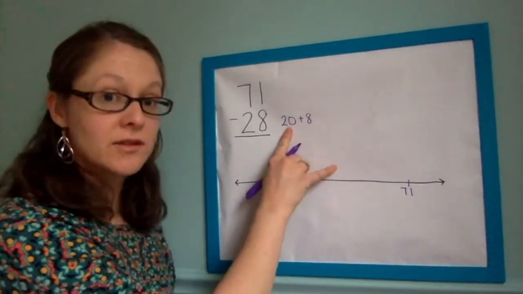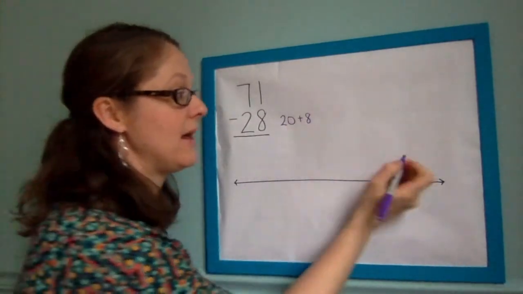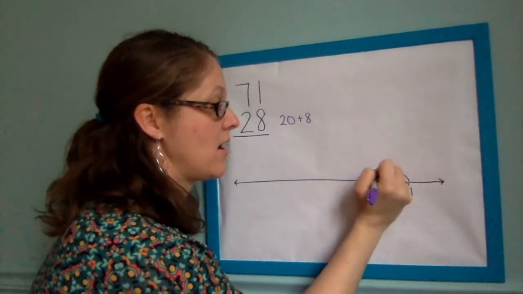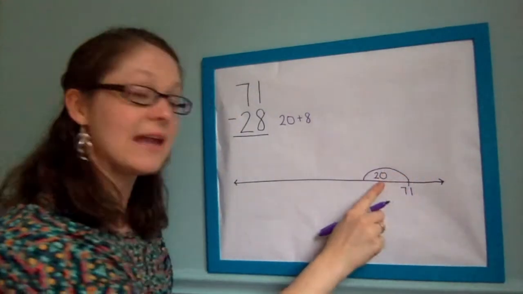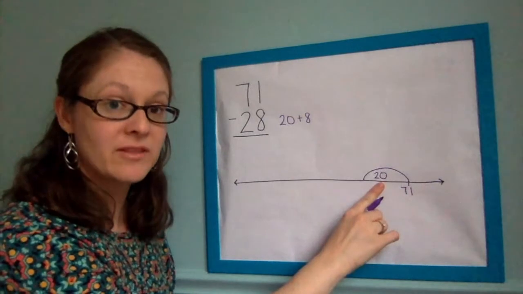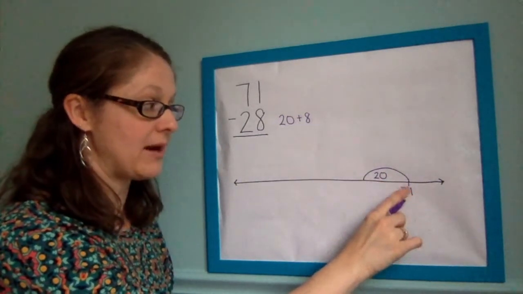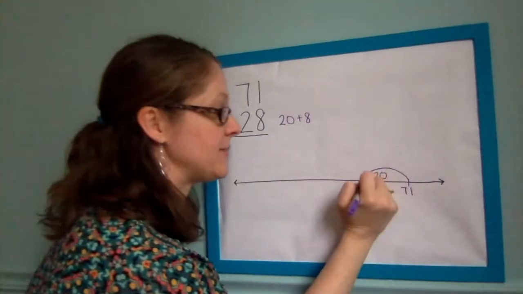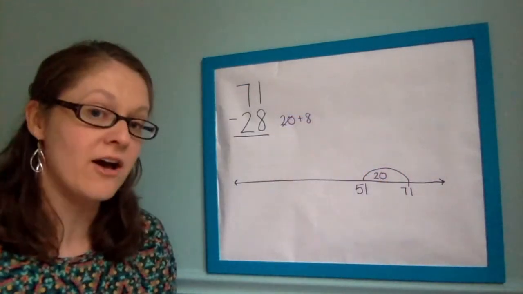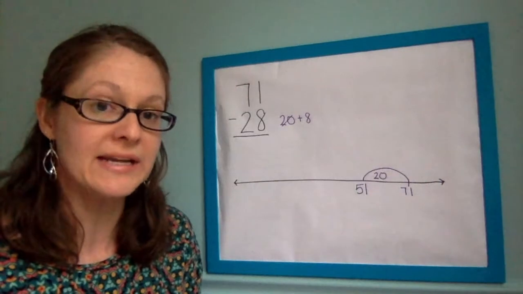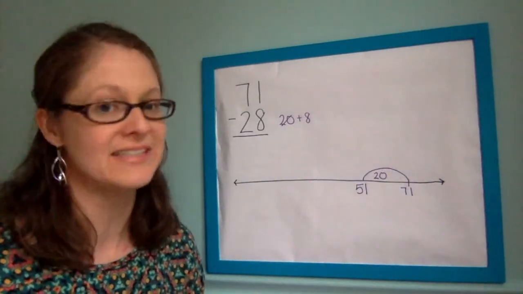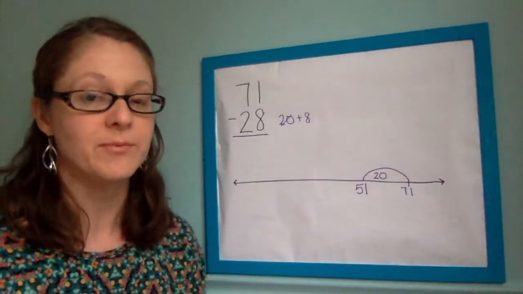So we start with our largest place value spot. We draw our amount to go backwards. And just like in addition, I label the leap with however far my jump is. So 71 minus 20 puts me at 51. I X out or I cross off my 20 to show that I've already used it because I don't want to make a mistake and try and break it apart again.